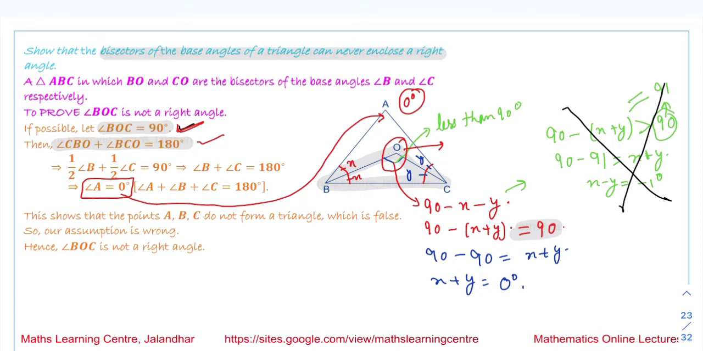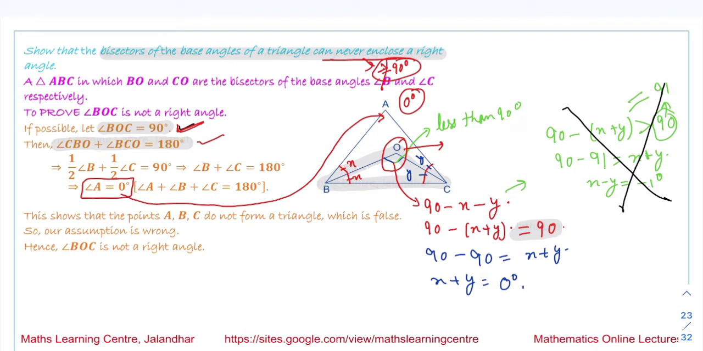Similarly, if the value is greater than 90 degrees, the value of the angle A will be negative, which is again not possible. So we are saying that the bisectors of the base angles of a triangle can never enclose a right angle. Can never enclose means they cannot be greater than or equal to 90 degrees.